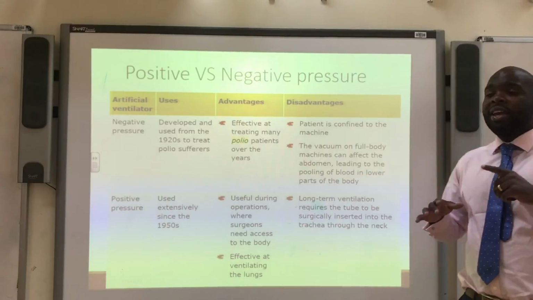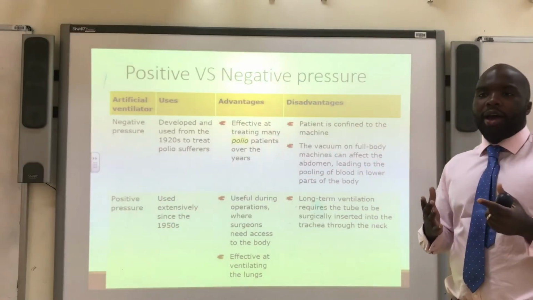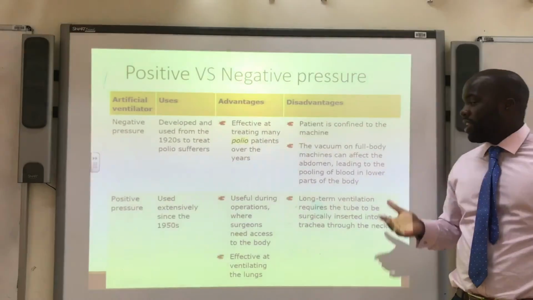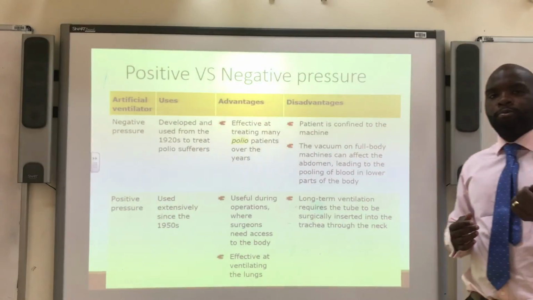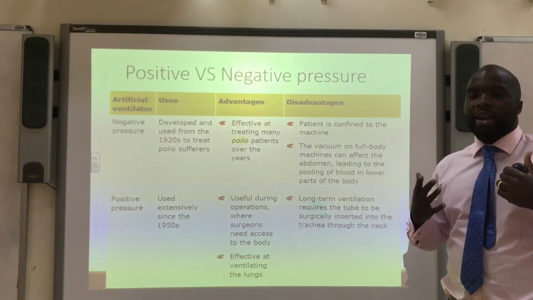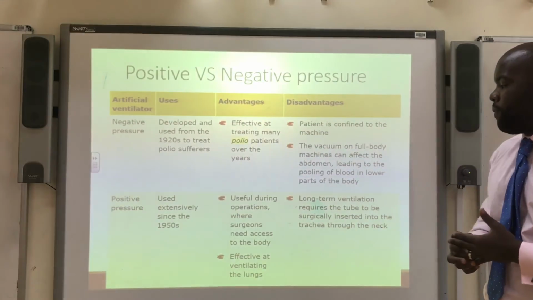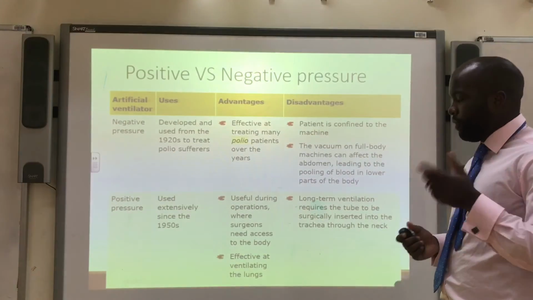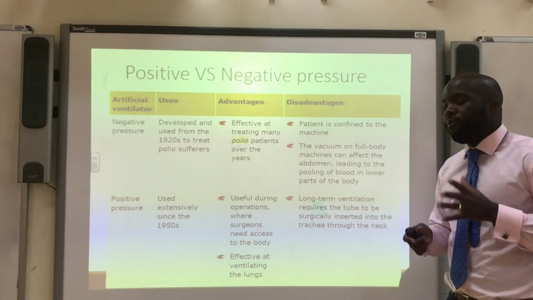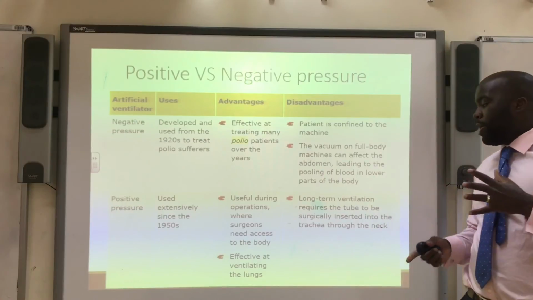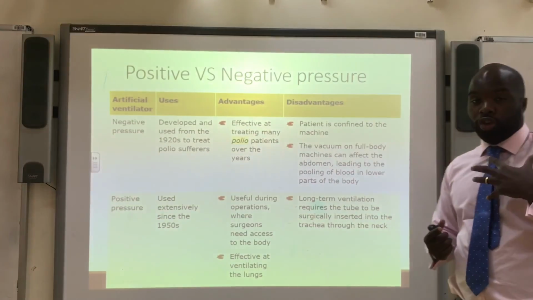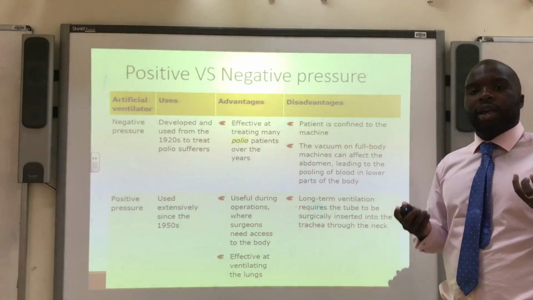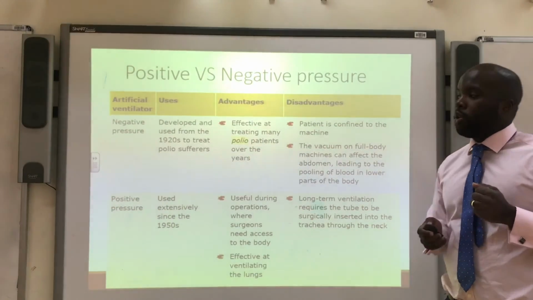It also means that the vacuum which is created on the whole body essentially, because only the neck is out of the ventilator, can lead to problems such as blood pooling in the upper and lower parts of the body. Now, the issue with positive pressure ventilators is the fact that long-term ventilation requires the tube to be surgically inserted into the trachea in the neck. Now, what that means is it obviously causes discomfort, okay, and other issues with the patient.